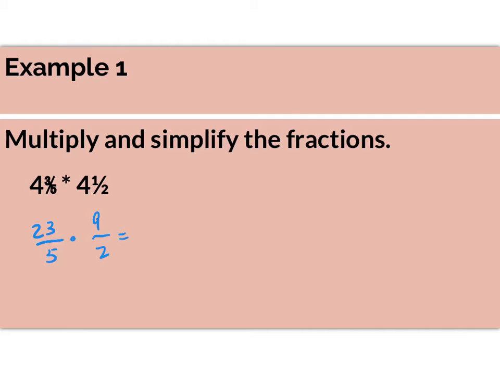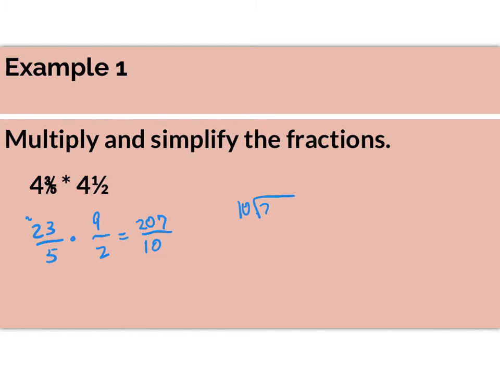Okay, so let's do top times top and bottom times bottom. The bottom times the bottom is 10. 23 times 9. 9 times 3 is 27, so I'll bring down a 7. I carry my 2. 9 times 2 is 18, plus 2 is 20. And now we have 207 over 10. This is the correct answer, but it's not finished. So in math, you're going to have to finish your answer. And how do we finish our answers? We simplify our fractions by turning them back into mixed numbers.